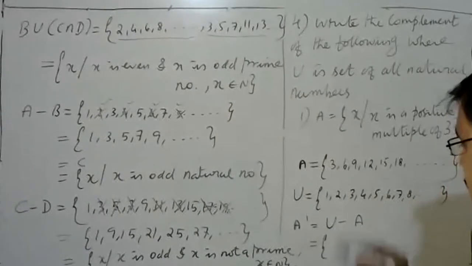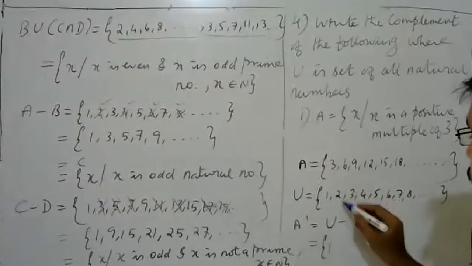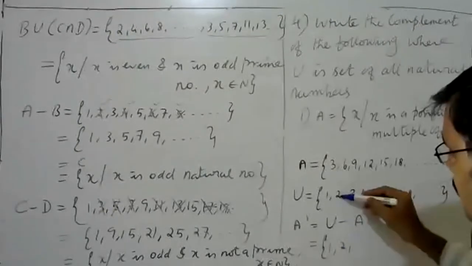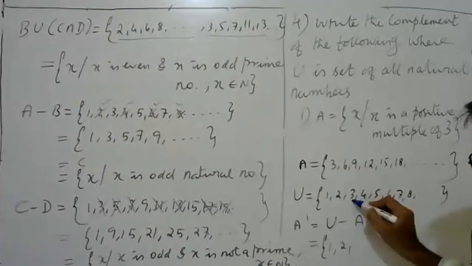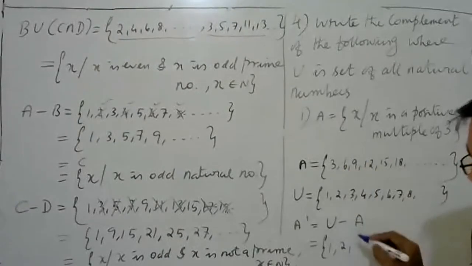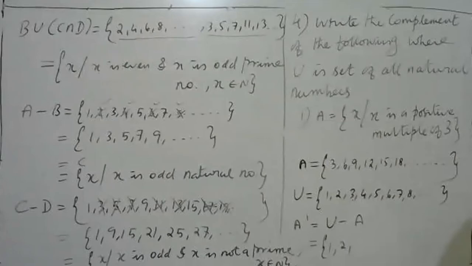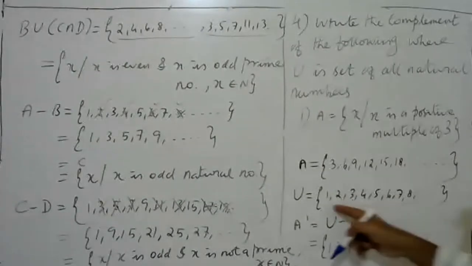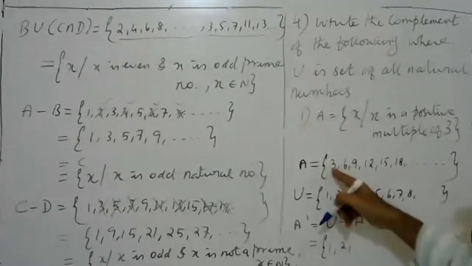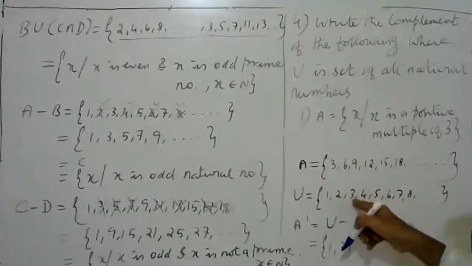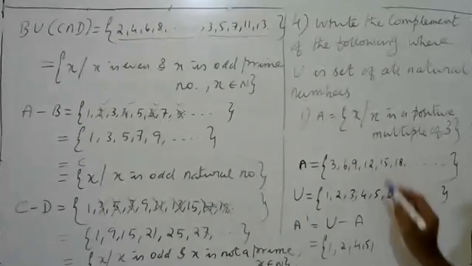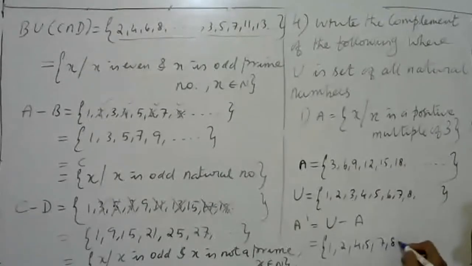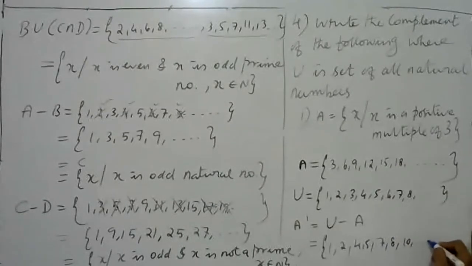Okay, what is U minus A? You take 1. 1 is not here. 2 is in U but not in A. Okay, 3 is in U as well as in A. Remove that. The common element should be removed, and take the remaining elements in your U. 3 is common, so remove that and take 4, 5, and remove 6, 7, 8, 9 removed, 10, etc. This is my A complement.